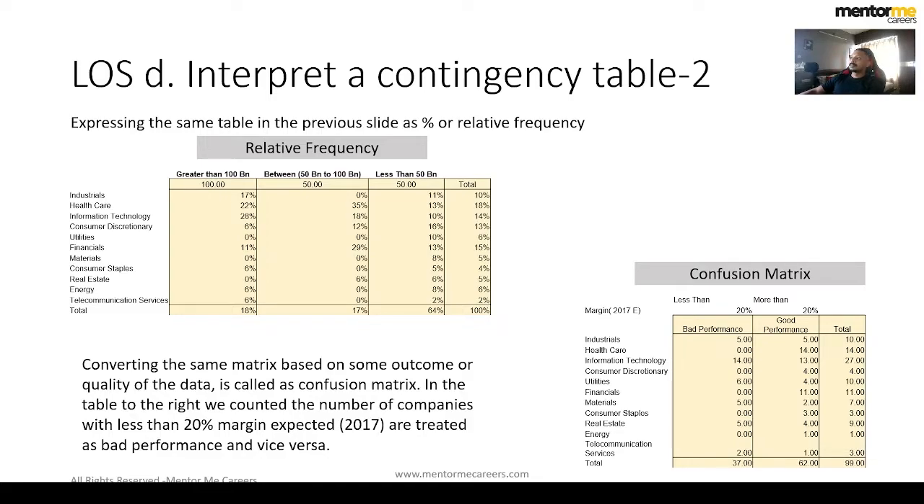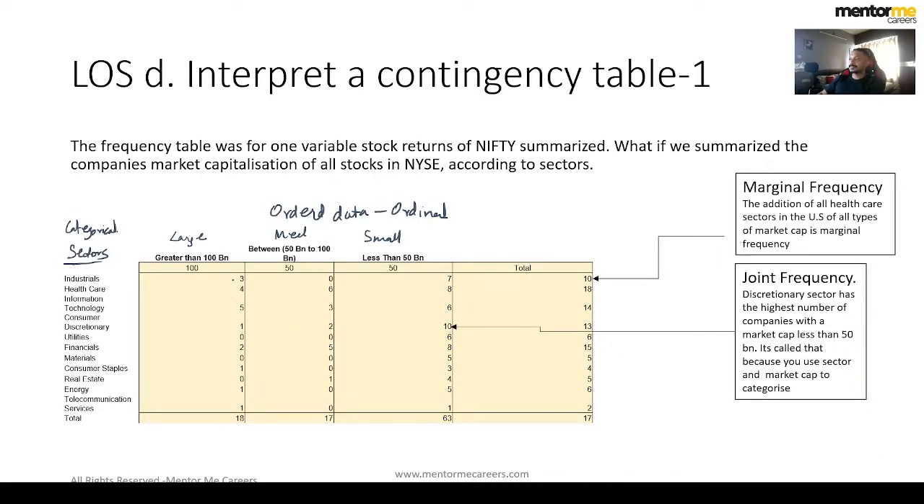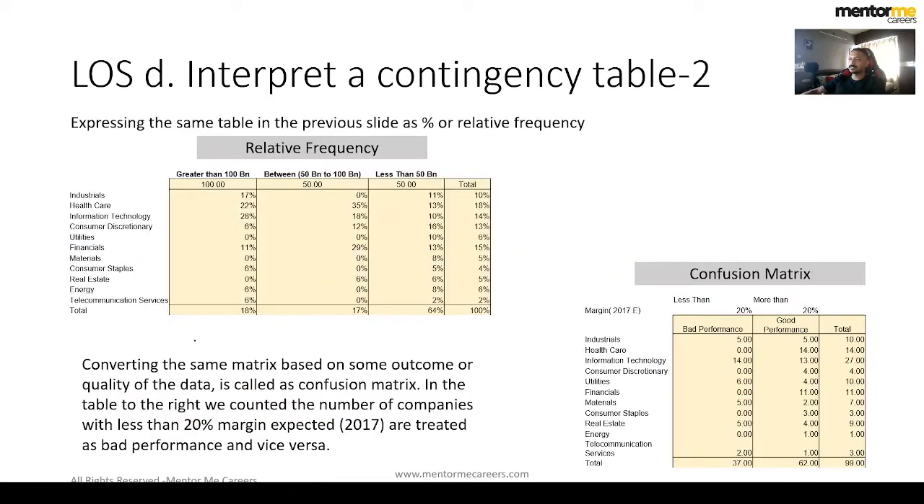Interpreting the contingency table. Well, if you look at this table, these are numbers, so it's very difficult to actually make sense of it. If I convert this into percentage numbers, it becomes much simpler to look at, right? Just look at those high numbers. I can see that IT companies greater than 100 billion are about 28%, right? If I look at healthcare, medium-sized companies are maximum. If you look at financials, mid-sized companies are pretty high, right?